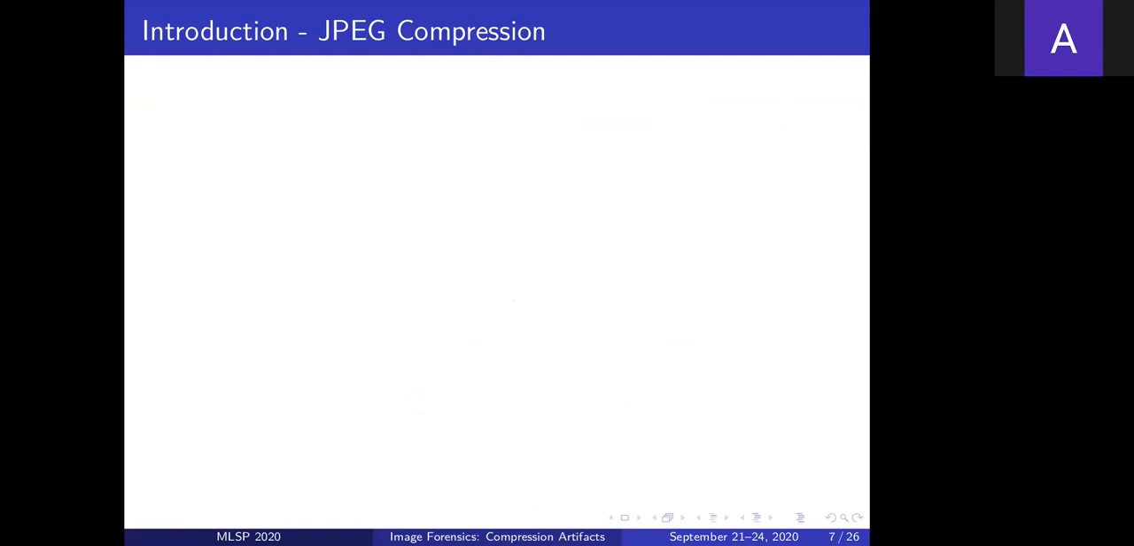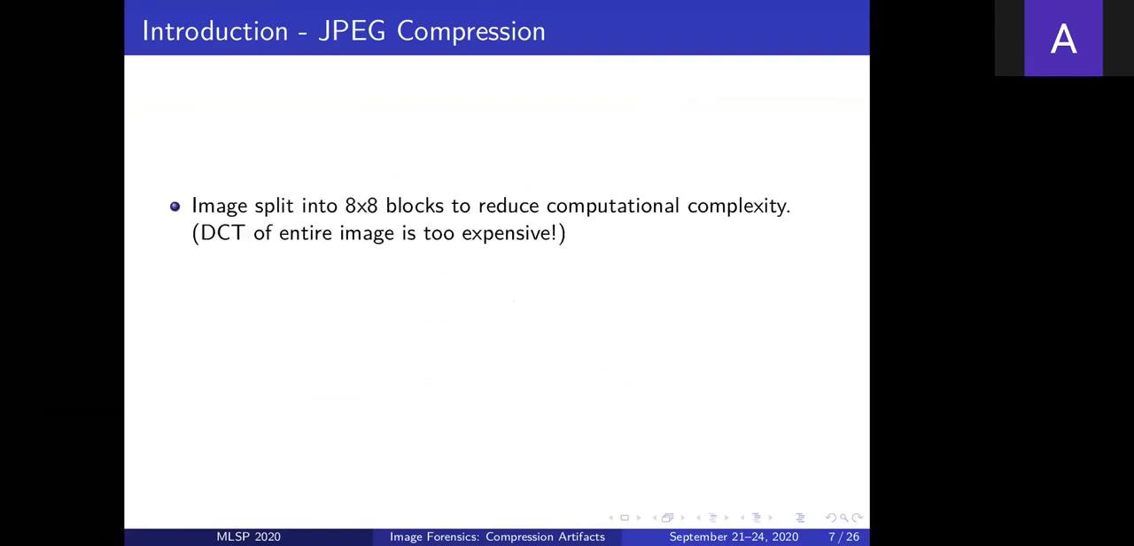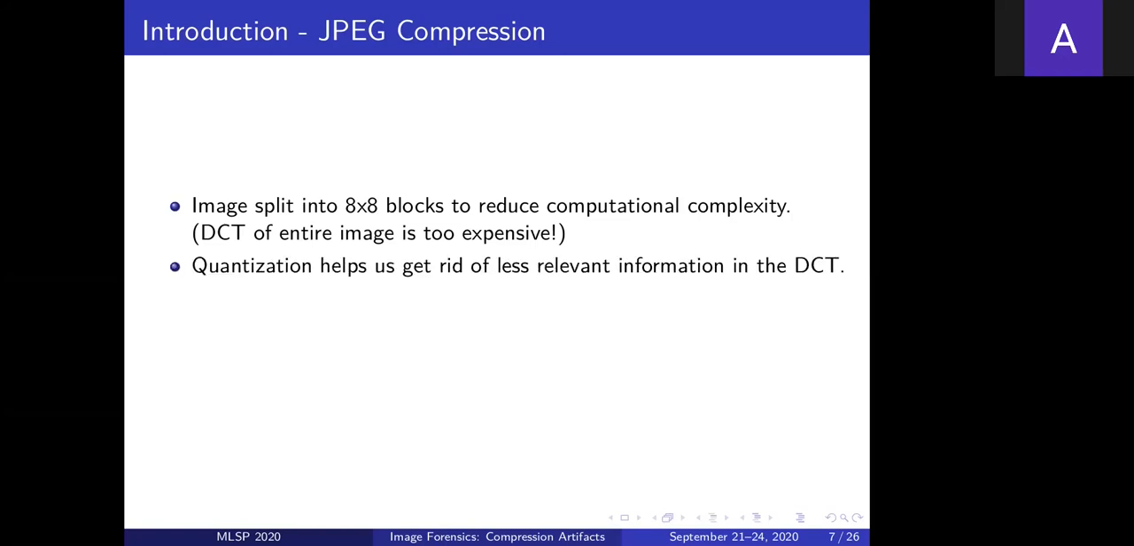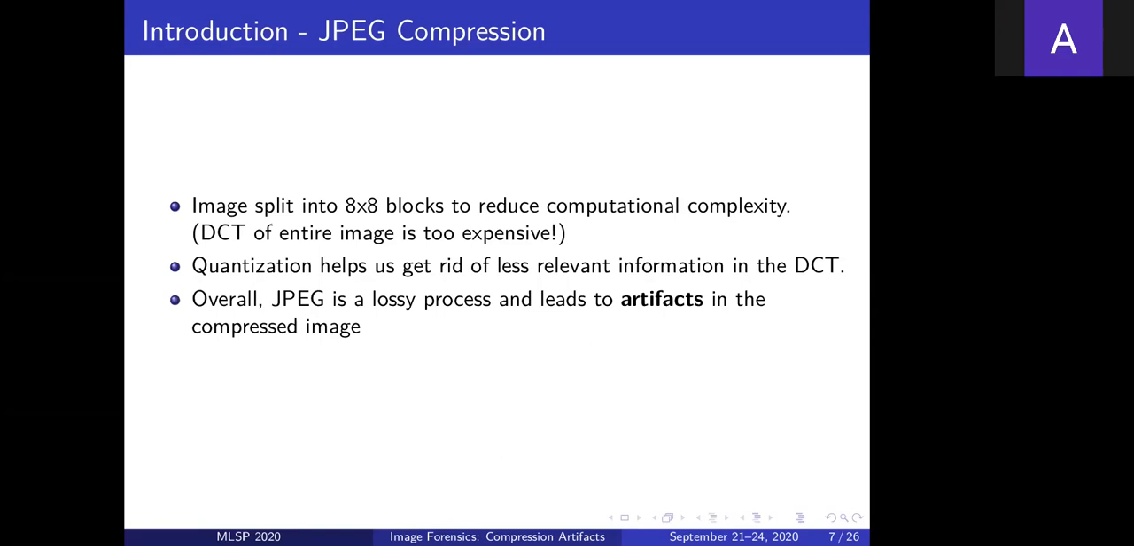A few key points related to JPEG compression. The image is split into 8x8 blocks to reduce the computational complexity. Quantization helps us get rid of less relevant information after conducting the discrete cosine transform. Overall, JPEG is a lossy process and leads to artifacts. We leverage the artifacts from JPEG compression along with the block level transform of DCT to formulate our approach for 8x8 forgery detection in JPEG images.